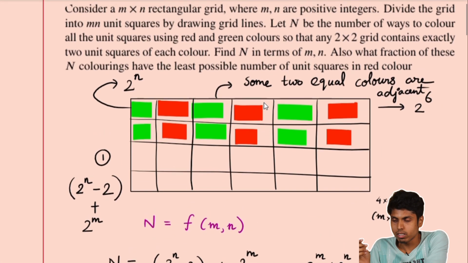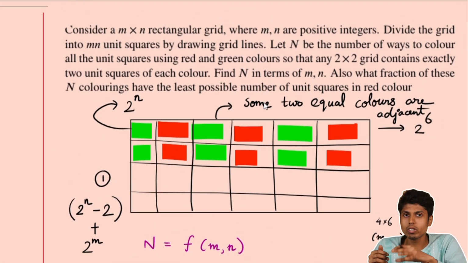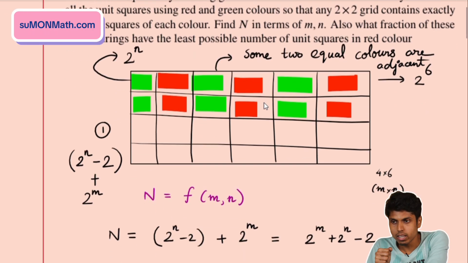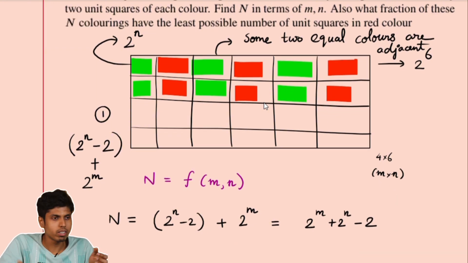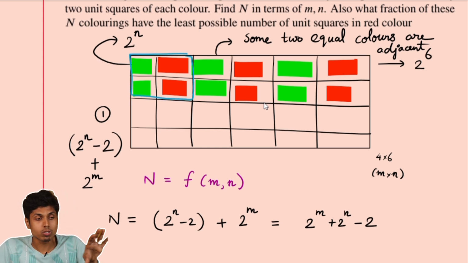Now the second question asks you to determine the fraction that contains the least possible red colored cells. Well, here you have to do some casework. You see, if m and n both are even, you can box it out into 2 cross 2 square grids to completely pave the rectangle.